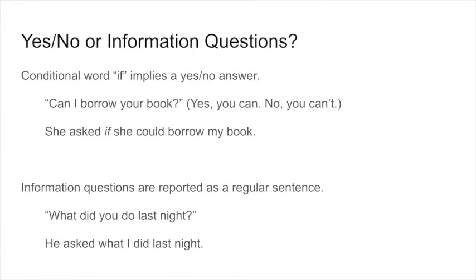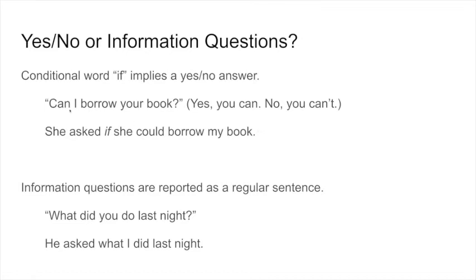Let's see an example. It says, can I borrow your book? That's a simple, direct question. The answer can be yes, you can borrow my book, or no, you cannot borrow my book. So it's a yes or no question. Now we're going to report it like this. We're going to start with the subject. Who asked? She. Or you can put a name. Then what is the reporting verb? She asked. Remember, we're talking in the past. She asked, and now the reported part. We're going to use if because it's a yes or no question. She asked if she could borrow my book.